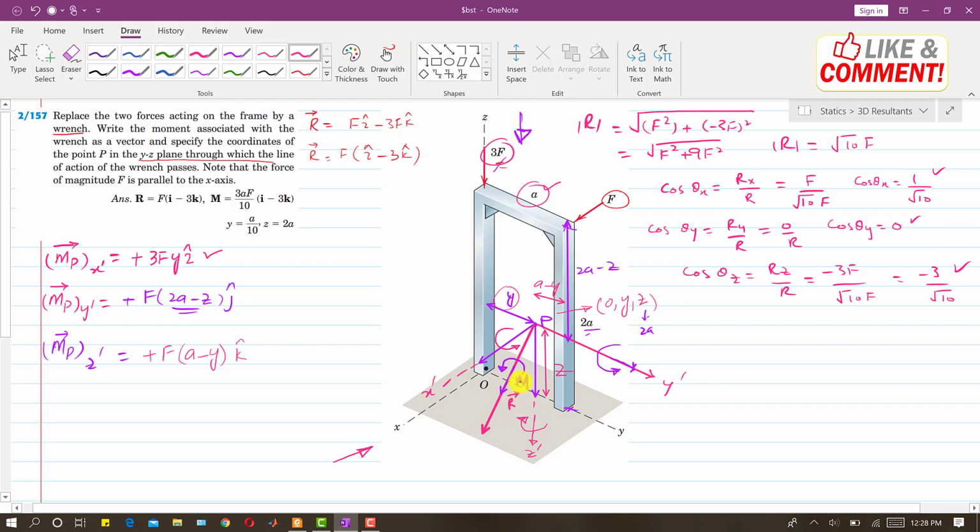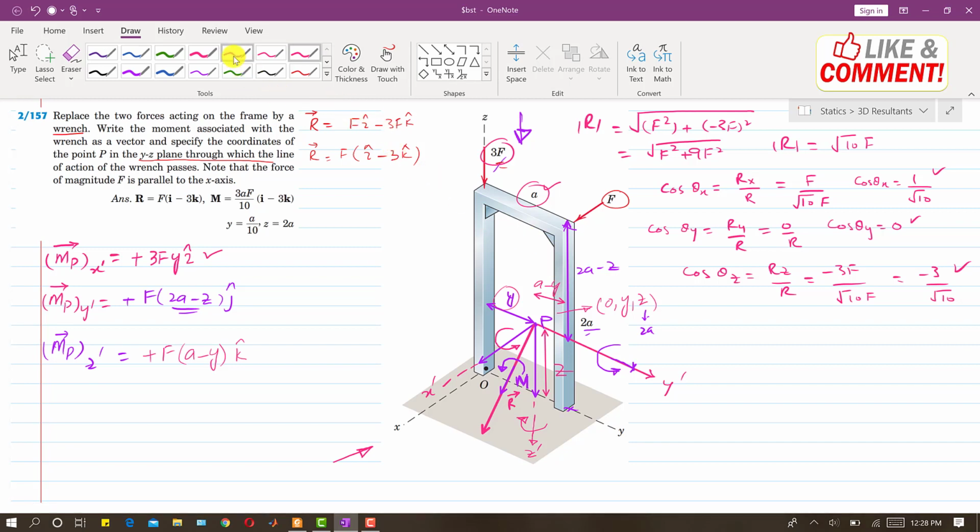Now if we want to find the wrench resultant, the direction of the moment and the direction of the resultant should be the same. We have assumed that the wrench is positive. If the wrench is positive, the moment and the resultant both have the same direction, which means both will have the same direction cosines. So if we compare the direction cosines of both, we will be able to find the y and z coordinates of that point P.